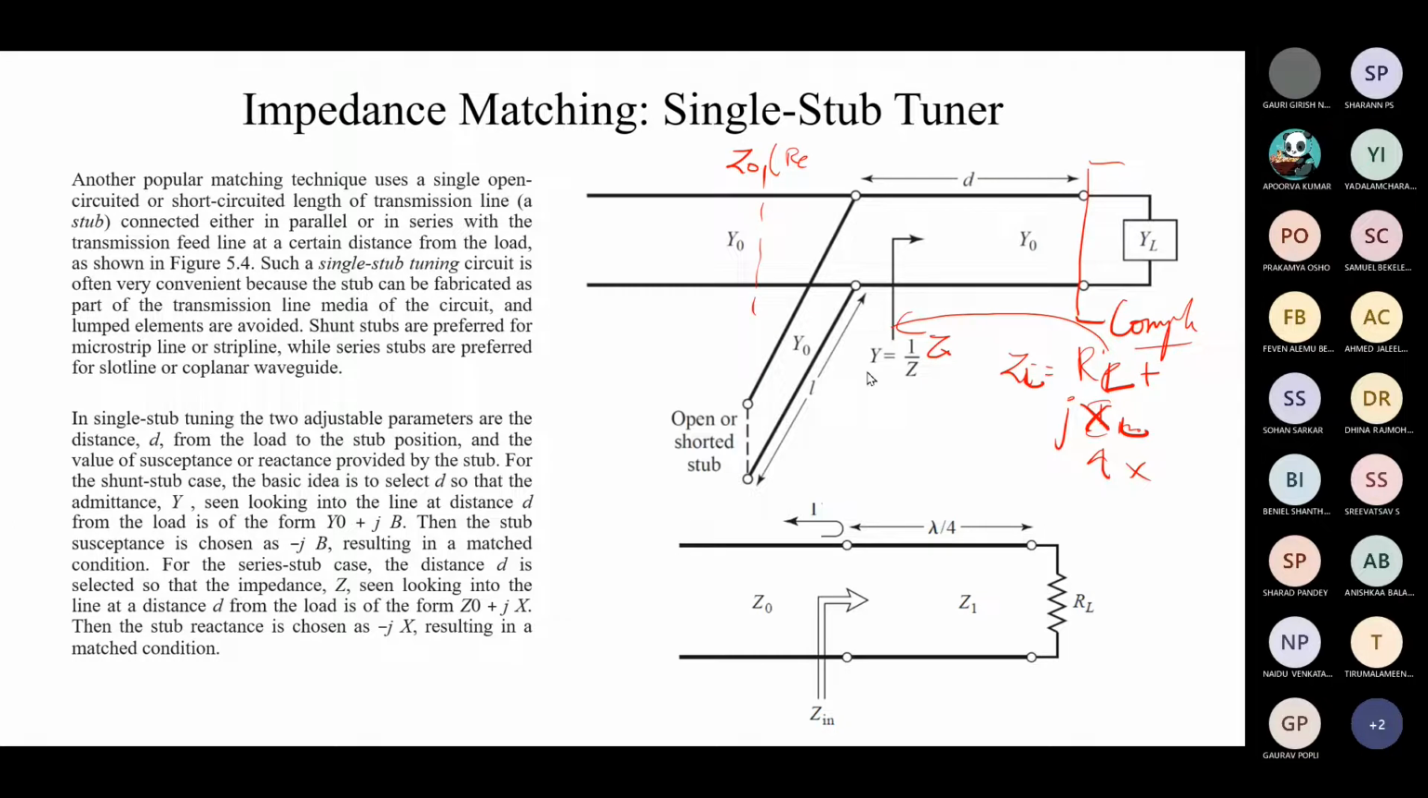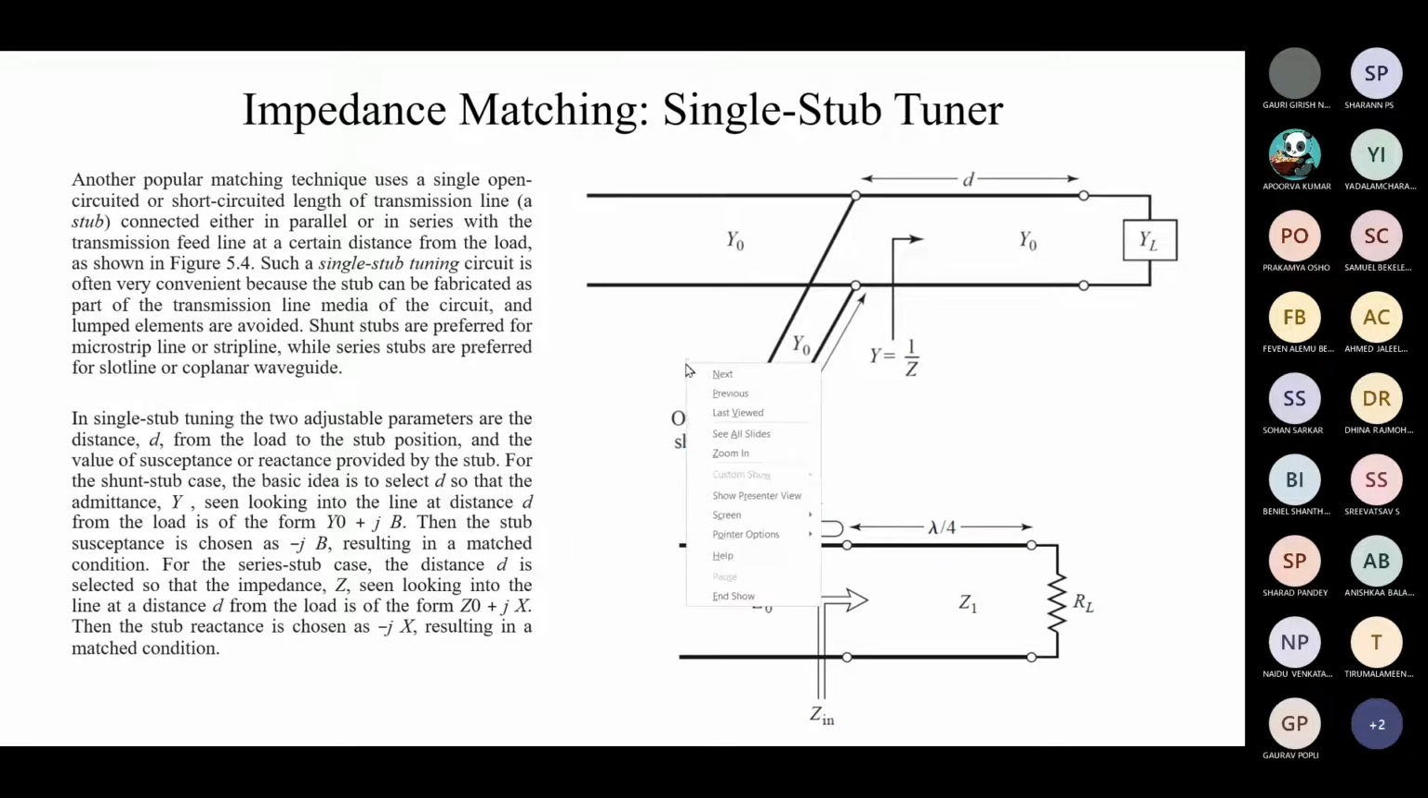For this, we have a simple method, which we call the single stub matching section. So what is the procedure for it? Let me erase this. You have to understand this principle so that you can solve the Smith chart problem by yourself. It's a very, very simple trick.